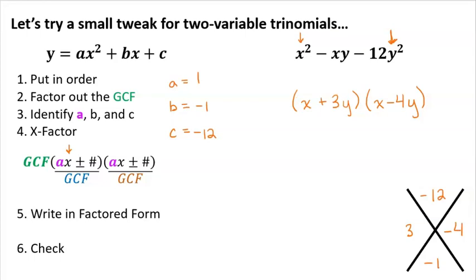And so if you need to go back and do a little check just to make sure, we've got that x squared, yep. And then here we've got that 3 times that negative 4y, 3y times negative 4y, and that gives us that negative 12y squared. And so little tweaks for those, and they end up working out.